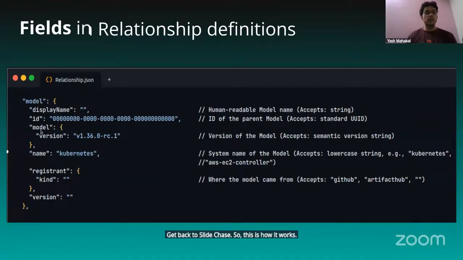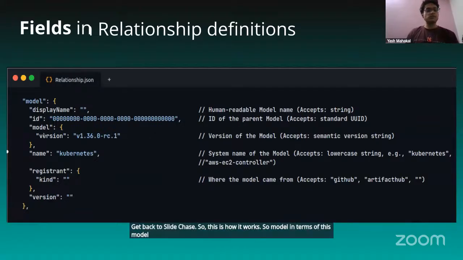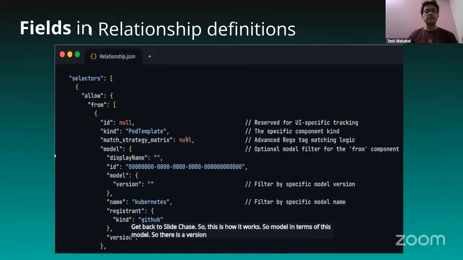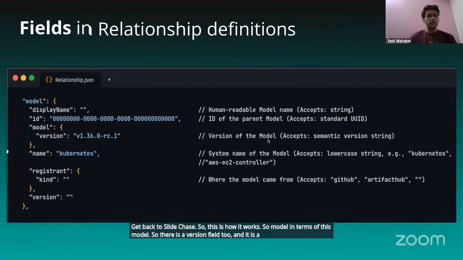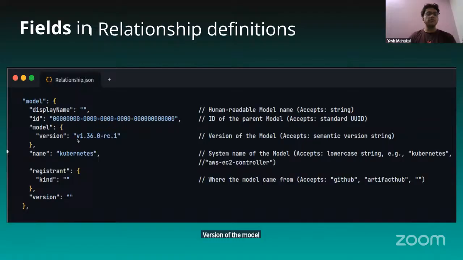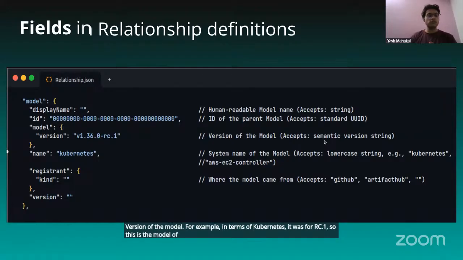So in terms of this model, there is a version field too, and it is the version of the model. For example, in terms of Kubernetes, it was for RC.1. So this is the version of the model at the top level. Then there is the name of the model that we use. It is a system name of the model.